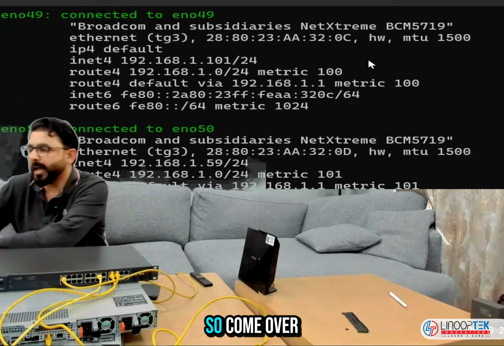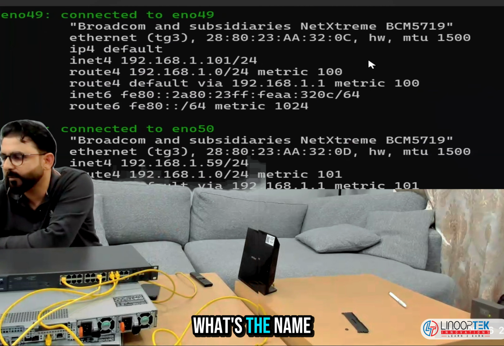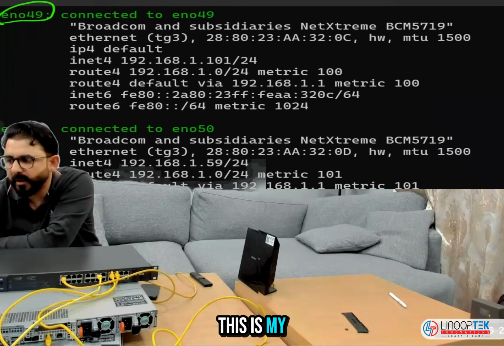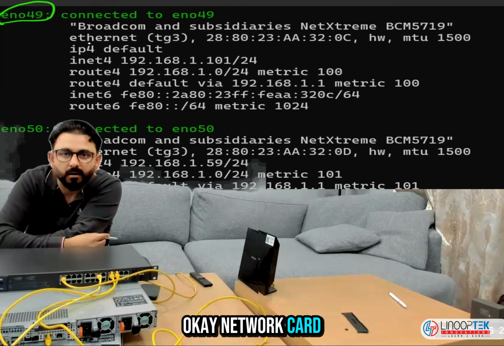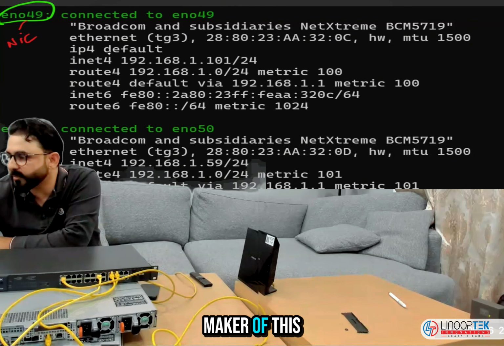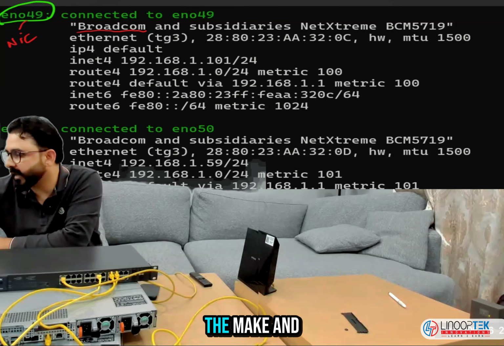So come over here. What is this all the way over here? I explained it to you guys earlier. What is this called? What's the name of this? This is my baby NIC. Network card, network interface card. And who's the maker of this network card? It's Broadcom. The Broadcom company made this network card, and this is the make and model of it.